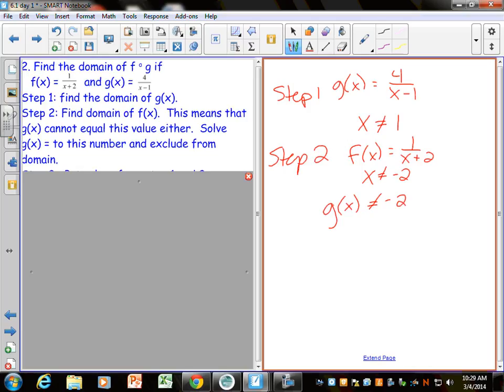So we need to solve g of x and find what x values in g of x make it equal negative 2. So that's what I tried to write up here. So this means that g of x cannot equal this either. So now solve g of x, which is 4 over x minus 1. Solve that equal to negative 2 and tell me what is the solution to that. Like what is the x value? It's going to be not equal to when we're done with this. What would I do to solve this?